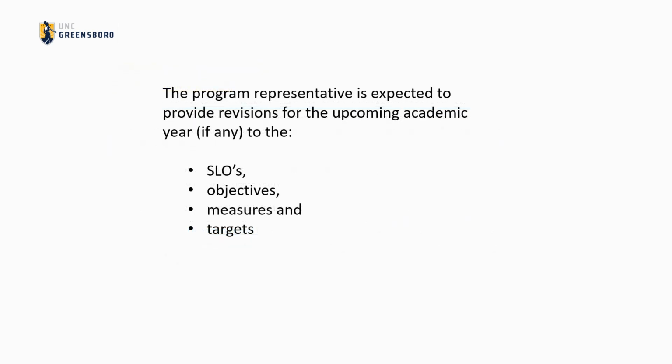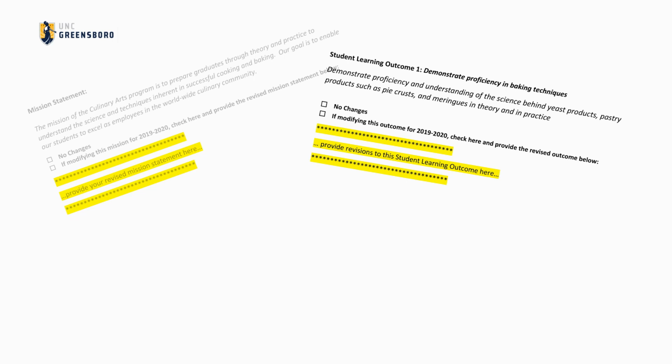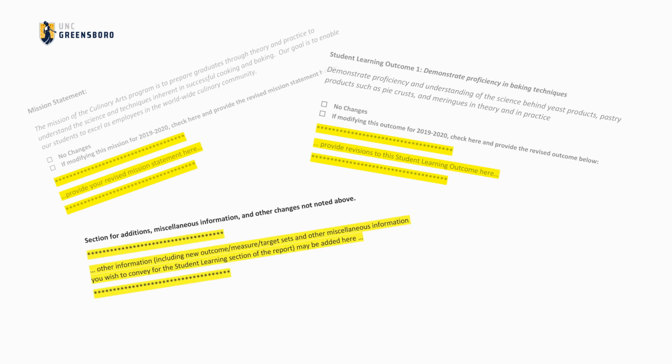The program representative is expected to provide revisions, if any, to the SLOs, objectives, measures, and targets on the template. The template is protected except in specific areas where a revision is needed. This protection is intended to protect the integrity of the original information on the template and to help the user locate the areas in the document where input is desired.